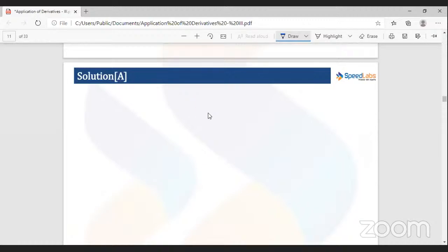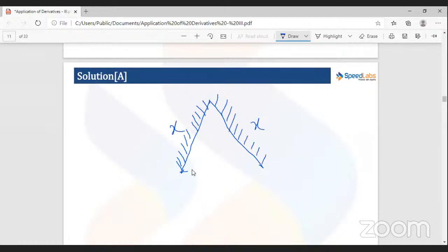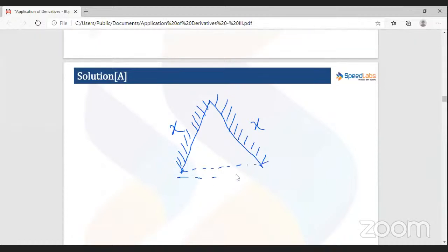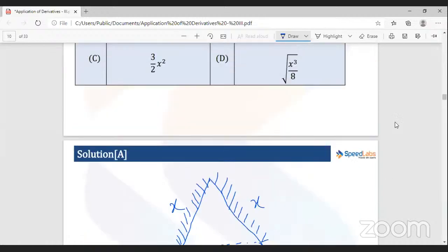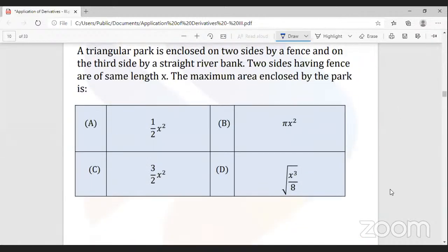So what is given in the question? It is a triangular park. Two sides, there are fence of length x, and one side is a river bank. Okay, so now what we have to do is we have to maximize the area. We have to find the maximum area enclosed by the park.